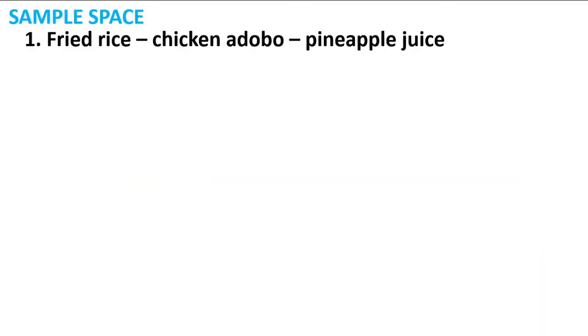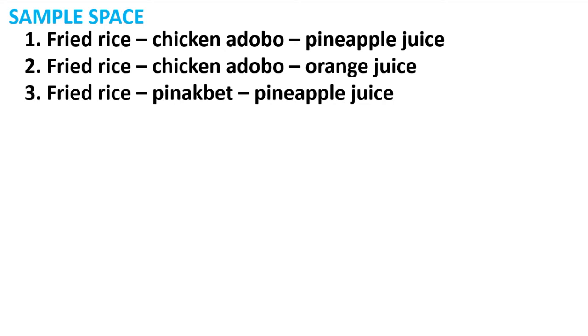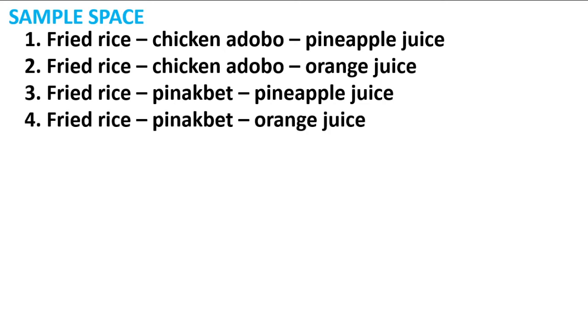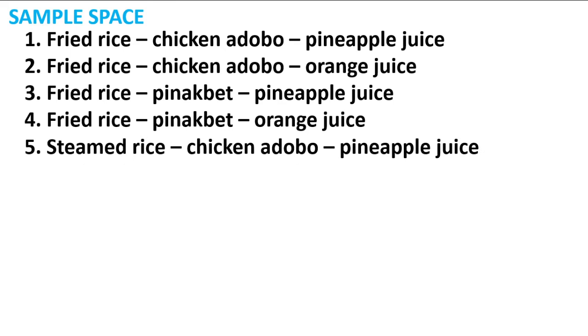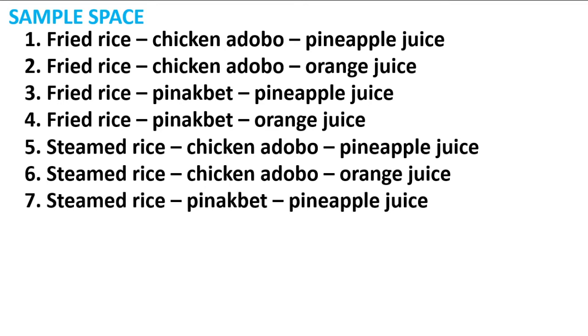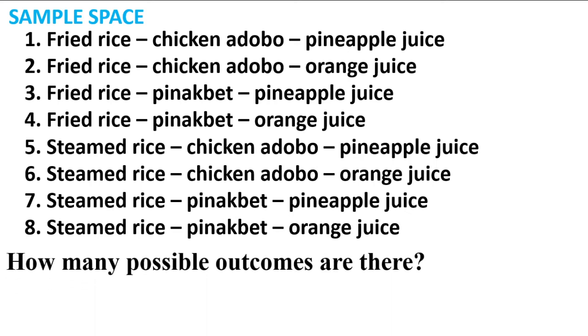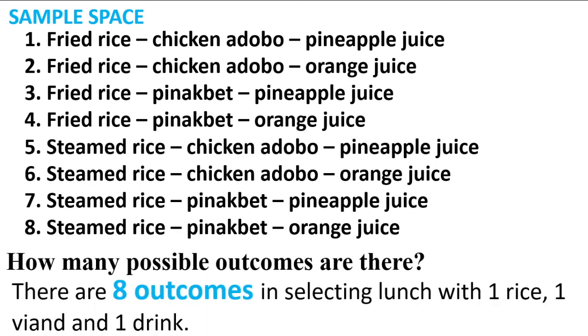Now, by listing, ito ang sample space natin. Fried rice, chicken adobo, pineapple. Fried rice, chicken adobo, orange juice. Fried rice, pinakbet, pineapple juice. Fried rice, pinakbet, orange juice. Steamed rice, chicken adobo, pineapple juice. Steamed rice, chicken adobo, orange juice. Steamed rice, pinakbet, pineapple juice. Steamed rice, pinakbet, orange juice. So, ilan lahat yun? How many possible outcomes are there? There are 8 outcomes in selecting lunch with 1 rice, 1 viand, and 1 drink.